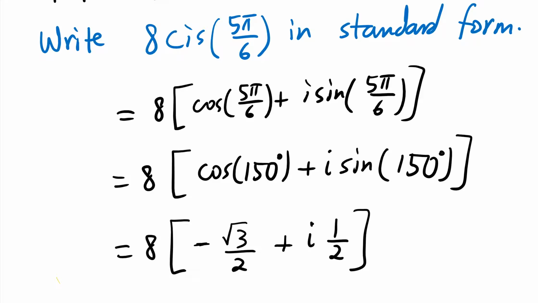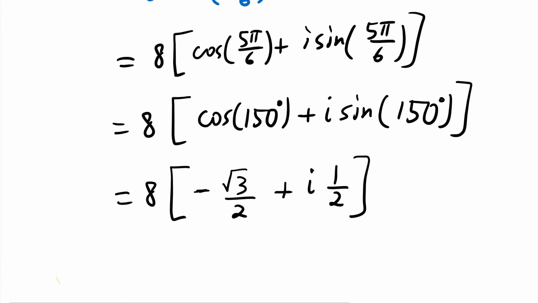So the table in the back of the book will be the most helpful for you on the test. You know, the table that has the unit circle in it. Now you multiply by the 8 and you get negative 4 root 3 plus 4i.